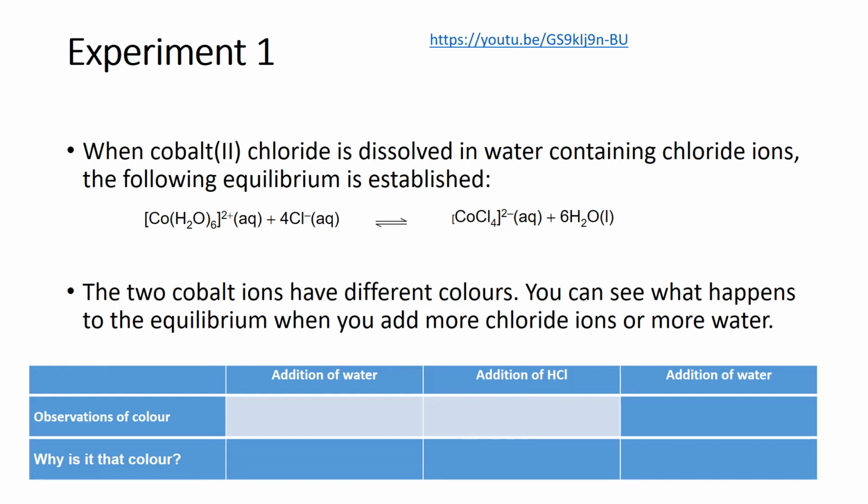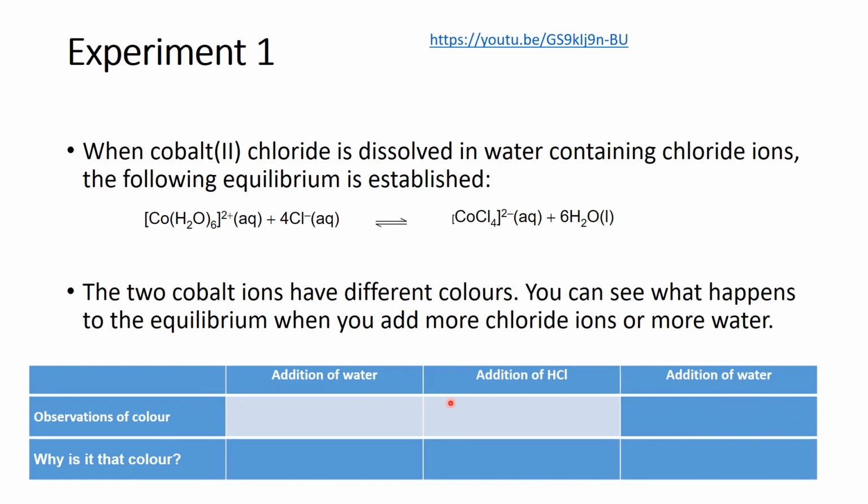Write down the chemical formula, which is at the top here, and then you're going to watch this video link that's at the top. And this video link will show you what happens when cobalt chloride is dissolved in water. Okay, and so you're going to be watching the video, and then when you watch the video, you can fill in the table at the bottom. So you can fill in this observation of color down here. Okay, so copy down the table, watch the video, fill in the observations of color, please.